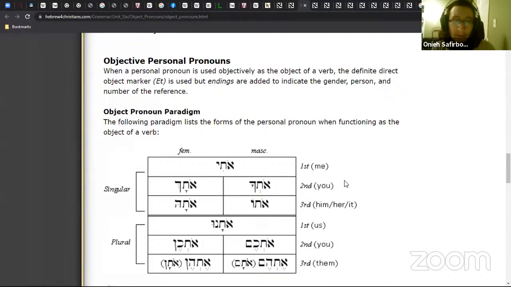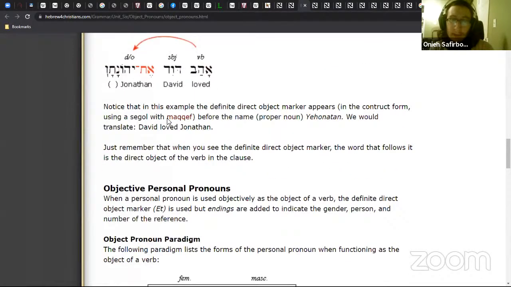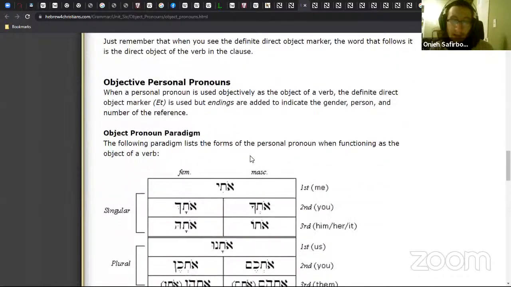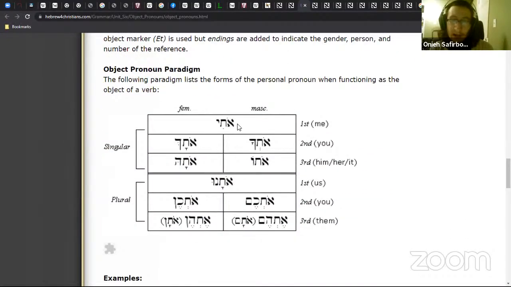And you also have suffixes. When a personal pronoun is the object of a verb, like "he loved me," you use Aleph Tav, but instead of making them separate words, you combine Aleph Tav with the suffix ending, so it looks like it's all just one word.